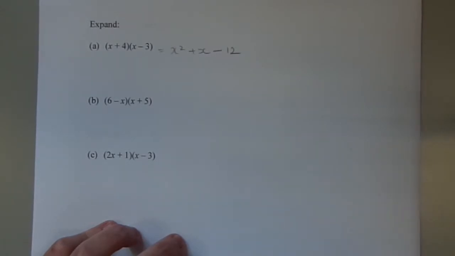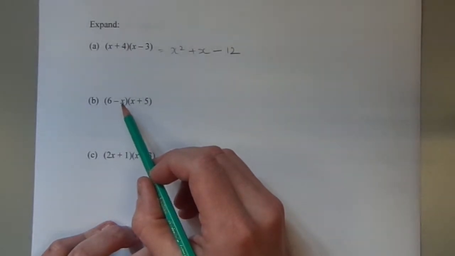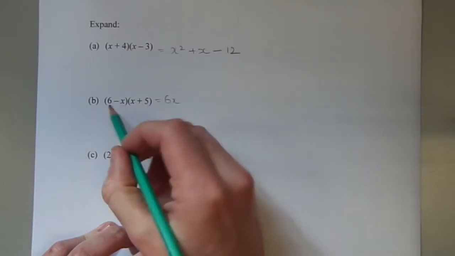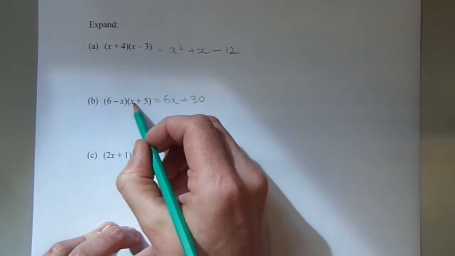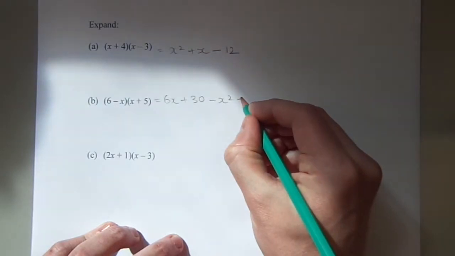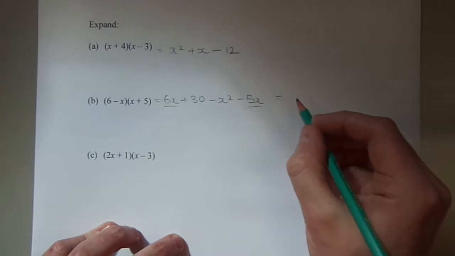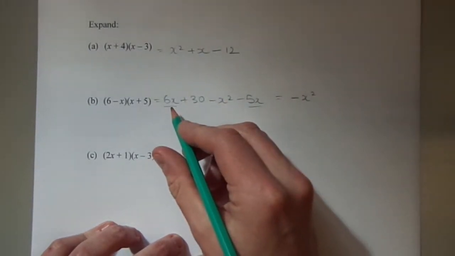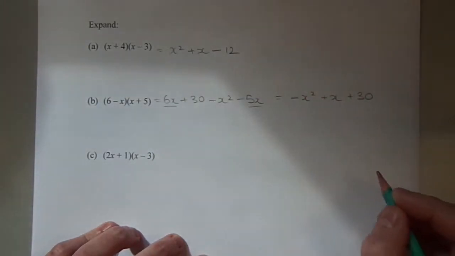Next one looks slightly different. The x term is negative and has been written second in the bracket, but exactly the same rules apply. 6 times by x, 6x. 6 times by 5 is 30. Minus x times by positive x is minus x squared. Minus x times by 5 is minus 5x. The x terms can be collected together, and we'll write it going from a squared term, then we'll write the x term, and finally we'll write the number on the end.